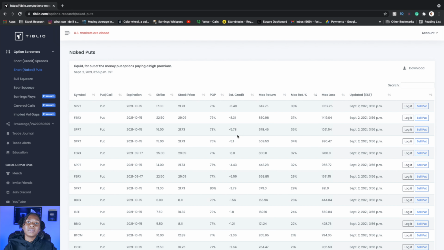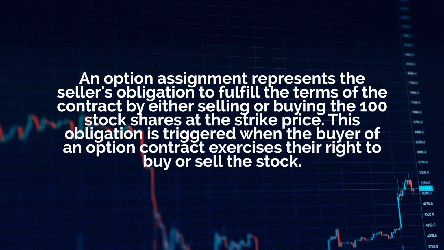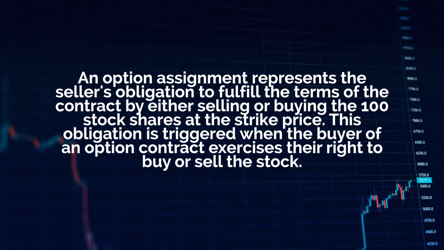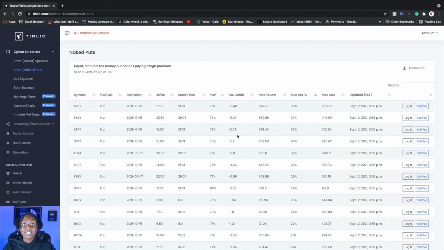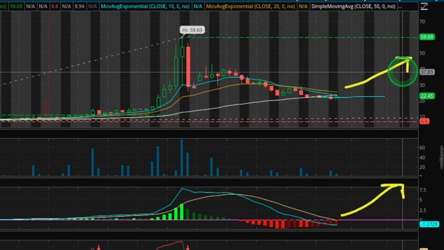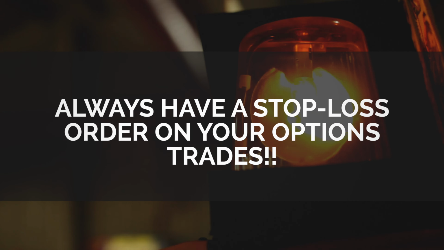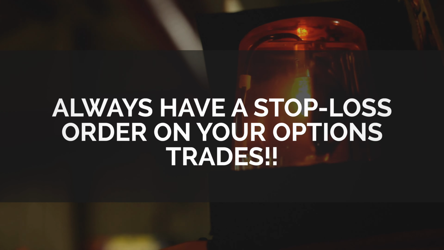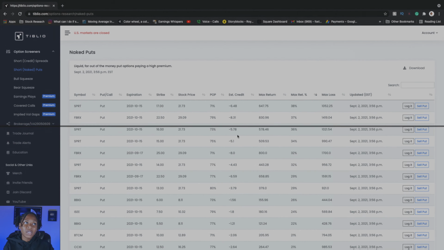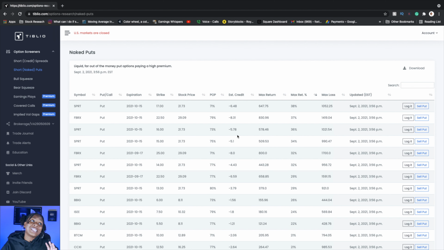Also, assignment is something that is a possibility anytime you're selling options. Assignment means when the person that you're selling the option contract to actually wants to buy those 100 shares, then you're obligated to provide them with those 100 shares. Definitely with these, you're going to want to follow a stock trend. So you want to pick stocks from this list that are trending upwards or showing signs of beginning an uptrend. And always, always, always have a stop loss or some type of bailout price where you're going to buy back the position that you sold so that you can cut your losses with this one. Okay, so that's the naked spreads.